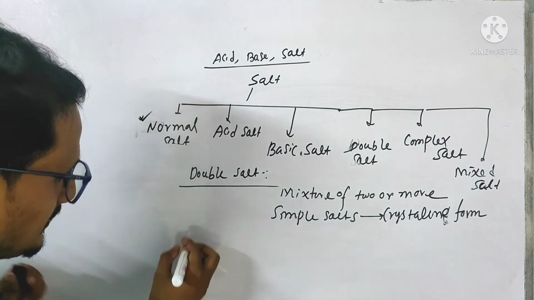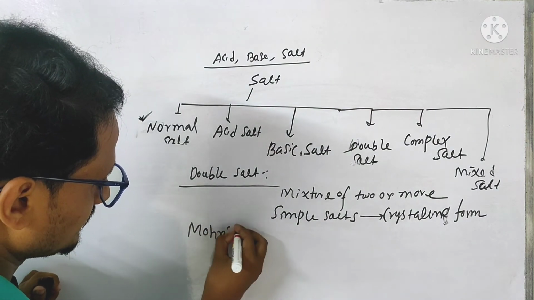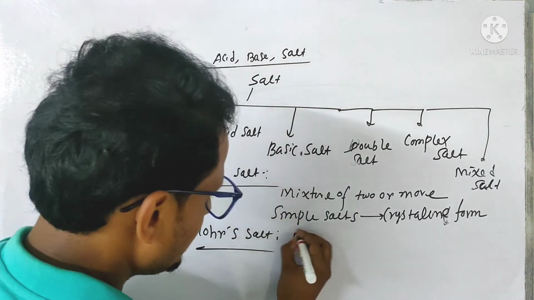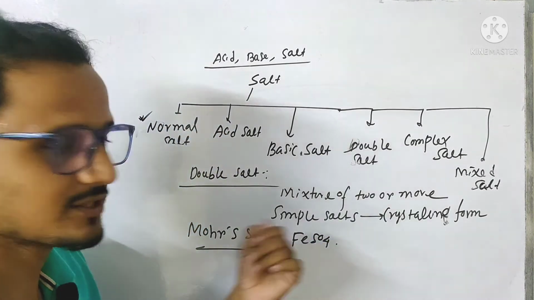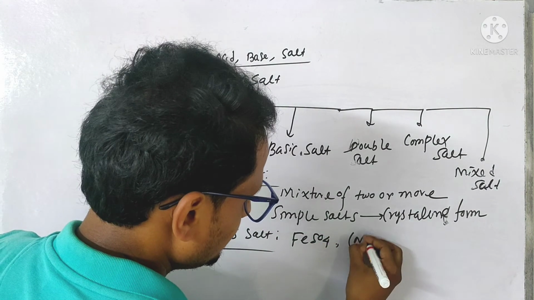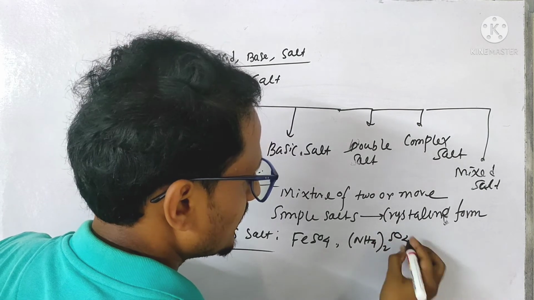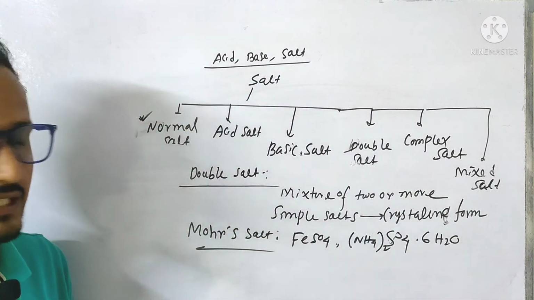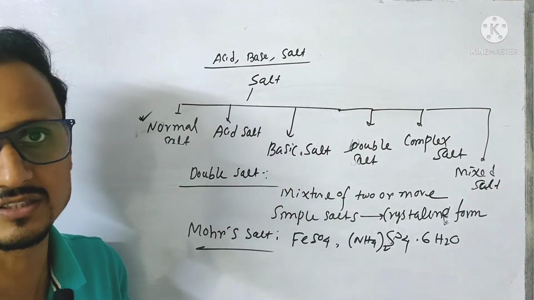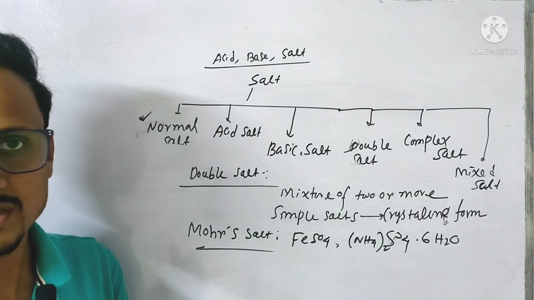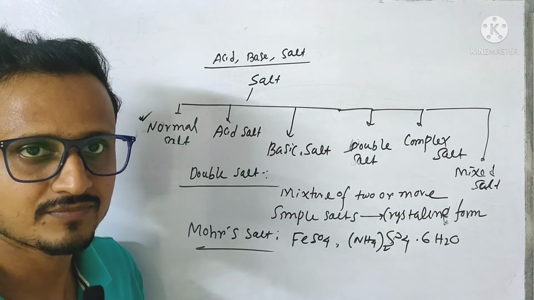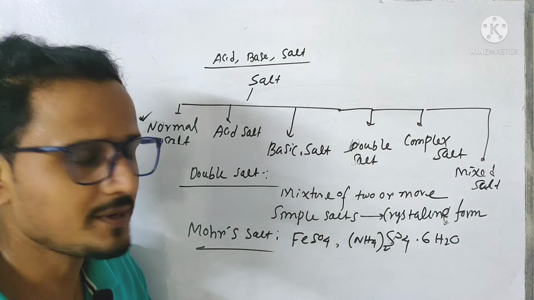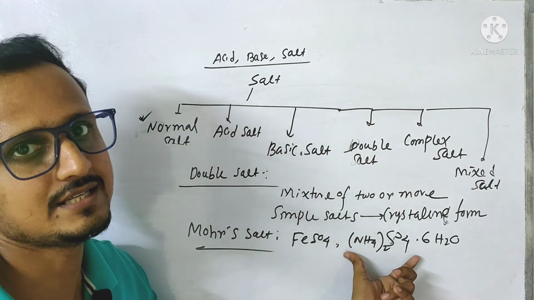Say one double salt example, Mohr's salt. Mohr's salt is a double salt. Now what is the formula of Mohr's salt? Ferrous sulfate, a normal salt, with ammonium sulfate and 6 molecules of water. This is the formula of Mohr's salt. Here two simple salts are there, ferrous sulfate and ammonium sulfate. They dissociate fully in aqueous solution, so in solution form it is unable to retain its identity.